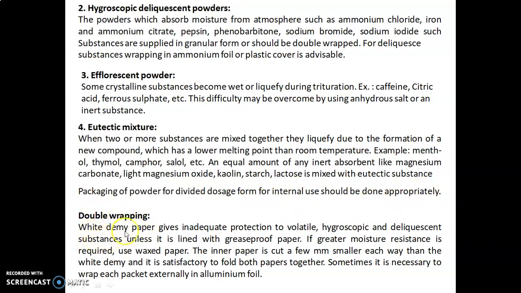Double wrapping. White demi paper gives inadequate protection to volatile, hygroscopic and deliquescent substances unless it is lined with grease-proof paper. If greater moisture resistance is required, use waxed paper. The inner paper is cut a few mm smaller each way than the white demi and it is satisfactory to fold both the papers together. Sometimes it is necessary to wrap each packet externally in aluminium foil. So in the next session we will discuss the actual experiment.